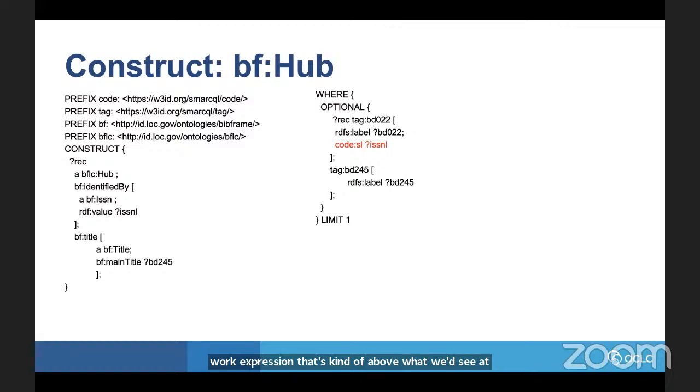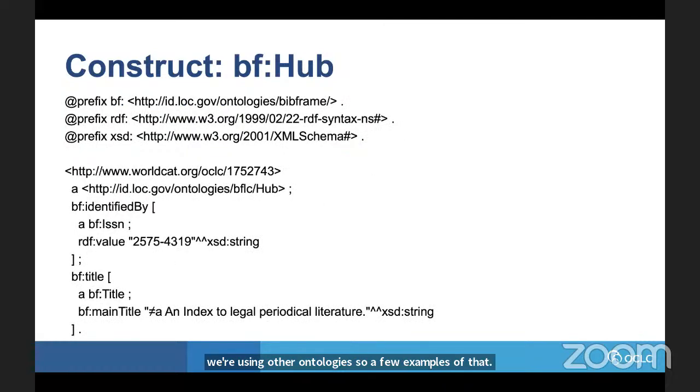But a lot of times we run into issues where we don't have the right specificity in MARC for certain things. And so we can use this to make BibFrame work a little better. So we're using other ontologies. A few examples of that: here's the ISSN-L that's in there. And here we've generated a hub from MARC directly, using a CONSTRUCT in SPARQL.